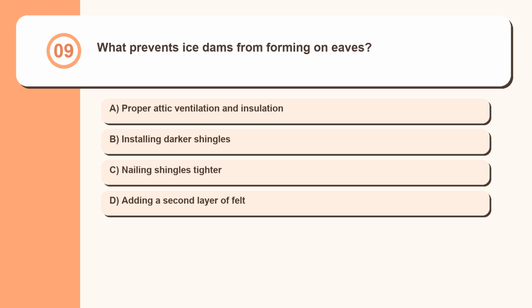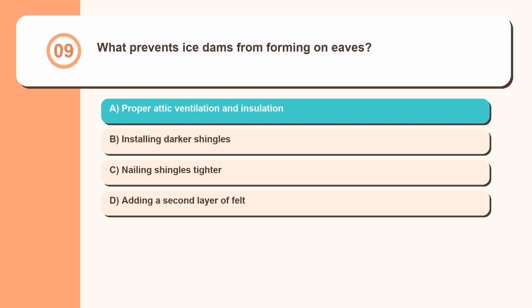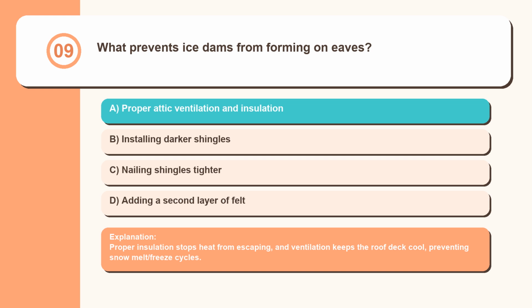Question 9. What prevents ice dams from forming on eaves? Proper attic ventilation and insulation, installing darker shingles, nailing shingles tighter, adding a second layer of felt. Proper insulation stops heat from escaping, and ventilation keeps the roof deck cool, preventing snow melt/freeze cycles.